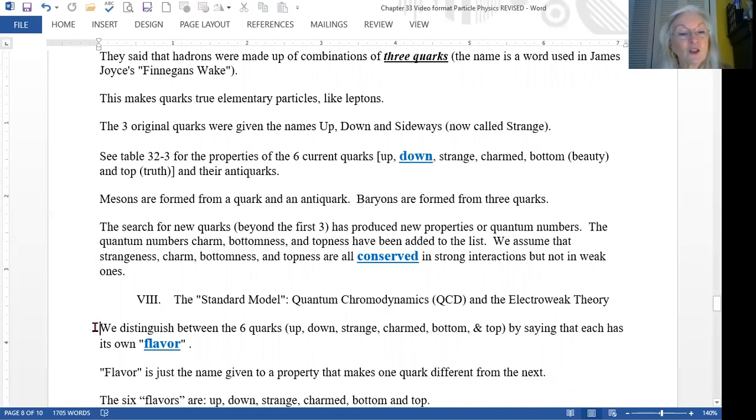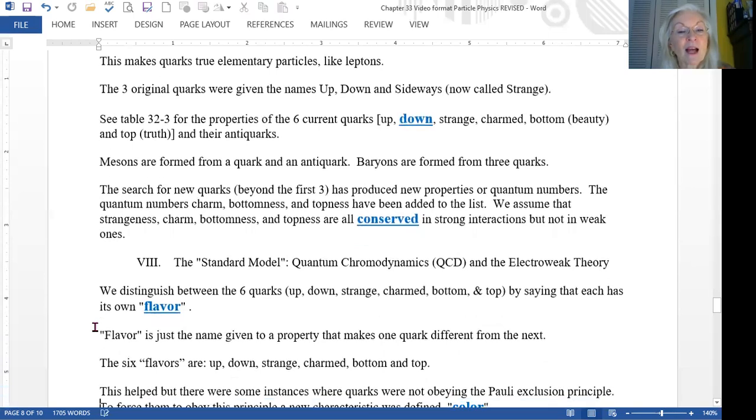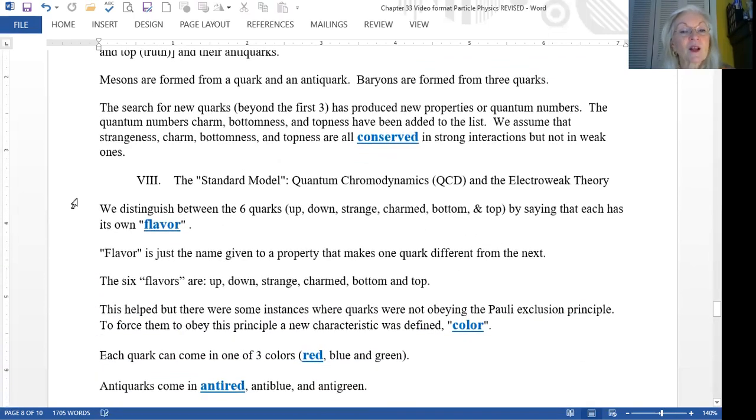So to look at the standard model and quantum chromodynamics in the electroweak theory, we need to get back to quarks again. So we distinguish between the 6 quarks. Remember, that's up and down, strange, charmed, bottom and top, by saying that each has its own flavor. I know, it's weirder and weirder. So flavor is the name given to a property that makes one quark different from the next.